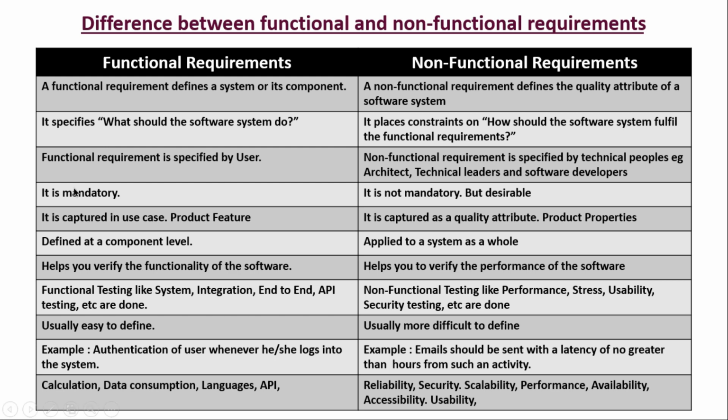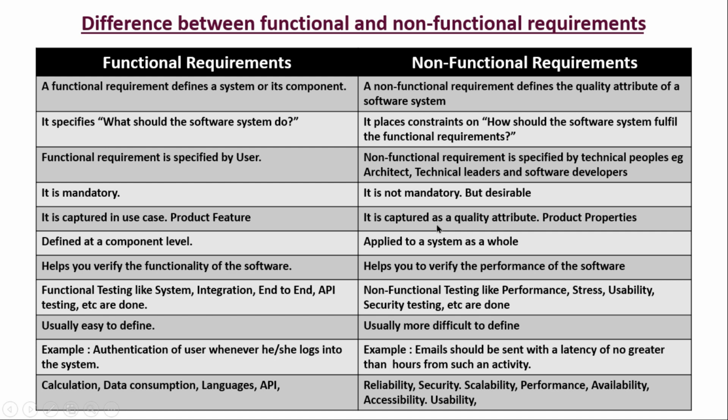Well, it is captured in a use case and it's a product feature. And when it comes to non-functional requirement, these are captured as a quality attribute. Okay, product properties. So when you are preparing your document for the functional requirement, it would be captured as use cases. You will keep the user in mind, and then you will try to write your user stories, or you write how the system will behave. Use cases you will write for that. You will write flow diagrams keeping the users in mind.